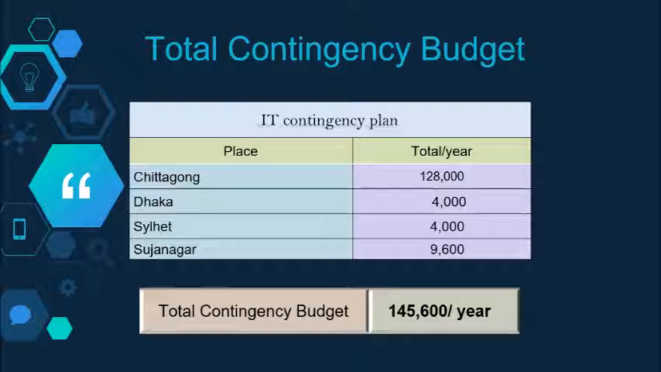And our total contingency plan cost will be 164,600 taka per year. This is the current cost of our contingency plan. However, in future it can vary depending on various chances and needs.